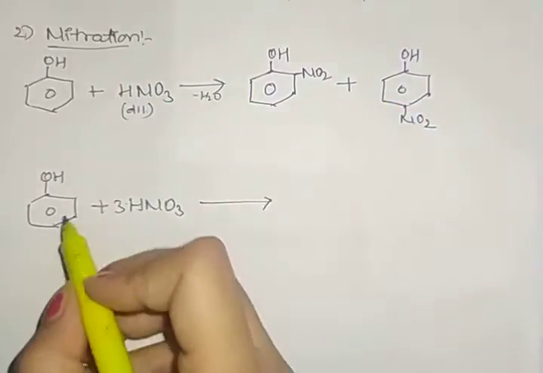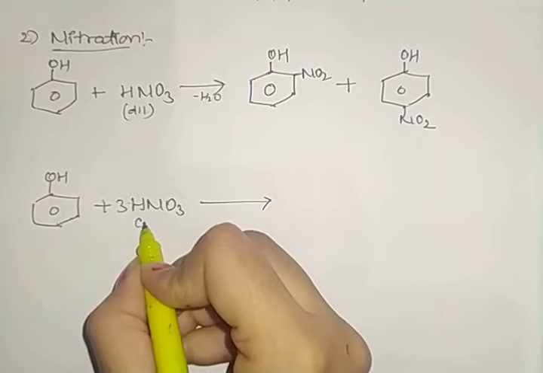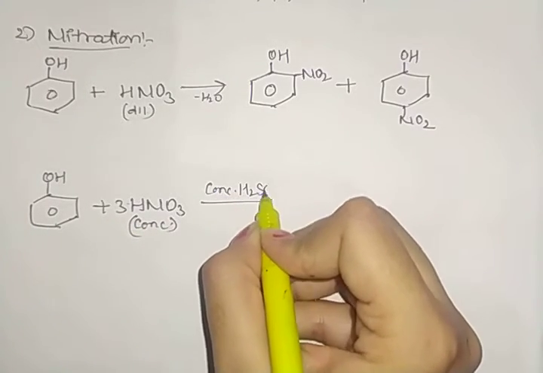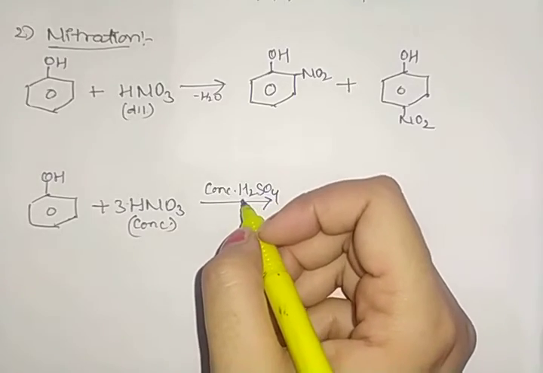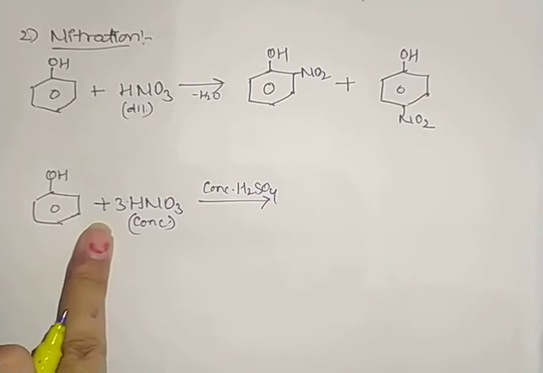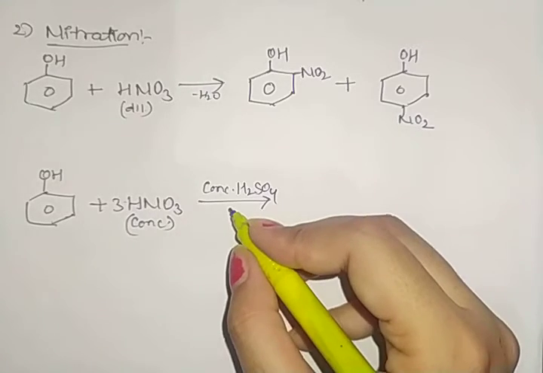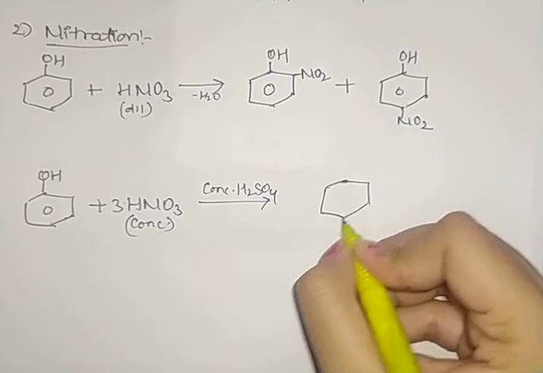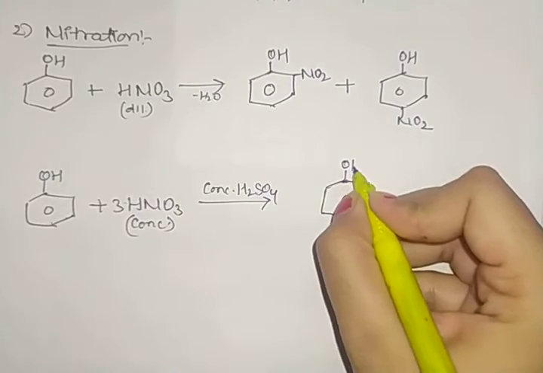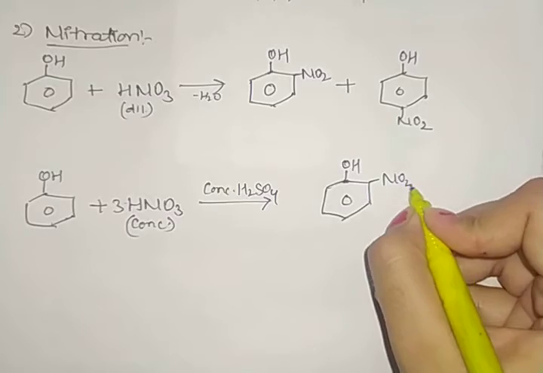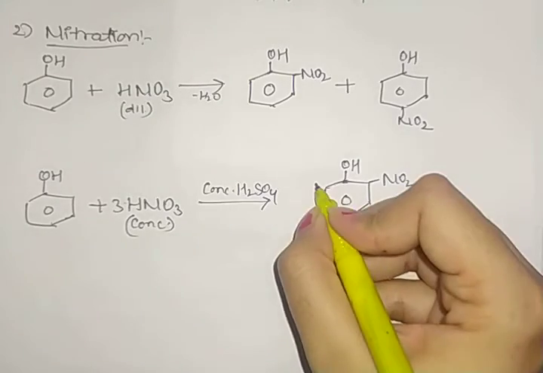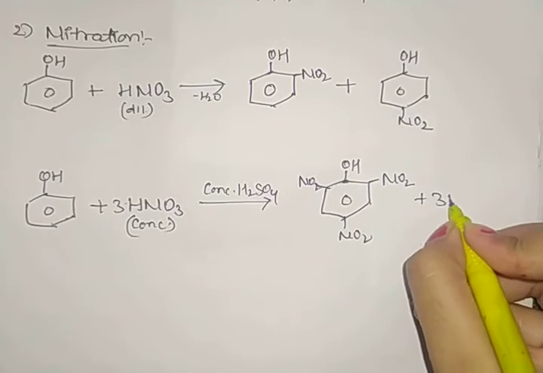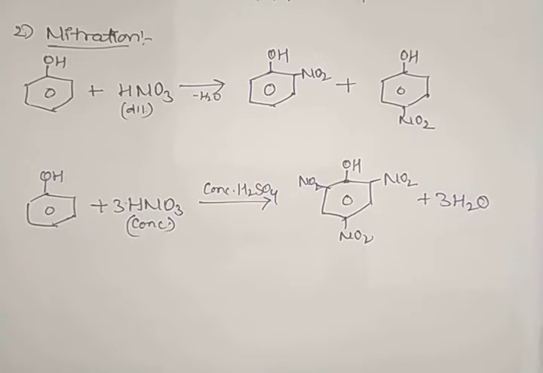Okay, if we are doing the same reaction in the presence of concentrated nitric acid, or if you are taking this in the presence of concentrated sulfuric acid, then this will form 2,4,6-trinitrophenol. Okay, so if I am writing the product for the same, it will look like that: at the second position NO2, fourth, and this sixth. Clear, what is the difference? When we are taking concentrated and dilute acid.